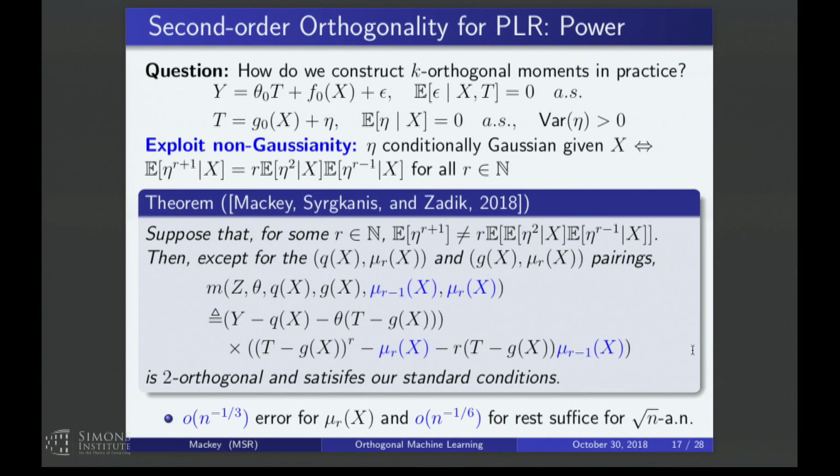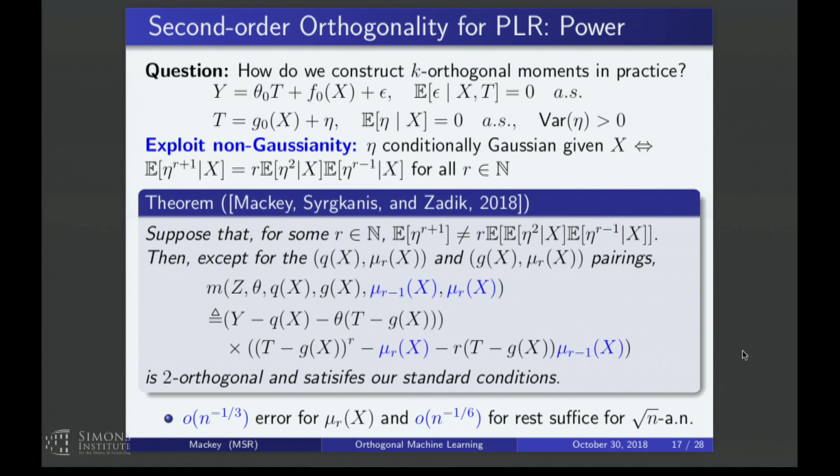And these moments are two orthogonal with respect to almost all of your partial derivatives, but there are a couple of partial derivatives that don't enjoy orthogonality. That's the pair between q and mu r, and the pair between g and mu r. So there are a couple of pairings that don't satisfy orthogonality. And essentially what this means for us is that I need to estimate mu r at a faster rate. Exactly what we need for this case is if I can estimate mu r at an n to the minus 1/3 rate, and I can estimate everything else at an n to the minus 1/6 rate, then I still get my asymptotic normality.